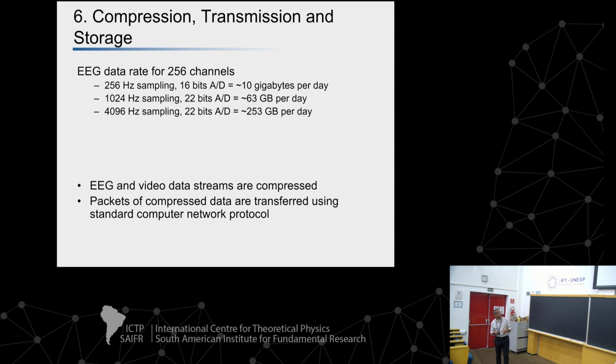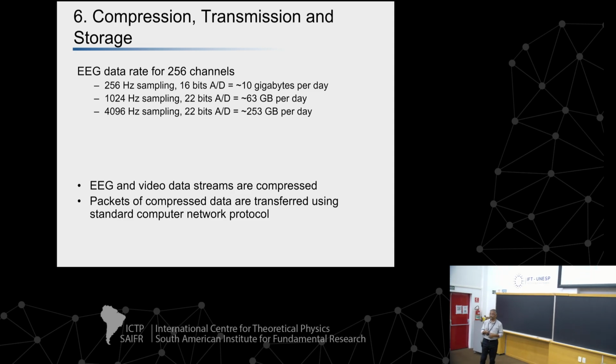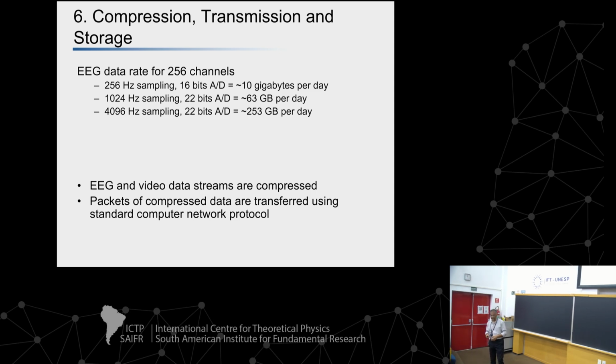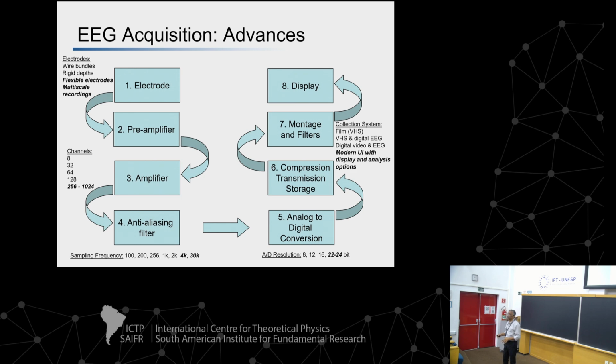The EEG and video data streams are compressed. Typically, the EEG is a sort of lossless compression. The video is lossy compression, just because you use standard off-the-shelf compression methods. The data are transmitted in packets because they're discretized and they go over a standard Ethernet protocol. So you stop being truly real-time from that point on. So that gives you a sense of how we acquire signals.